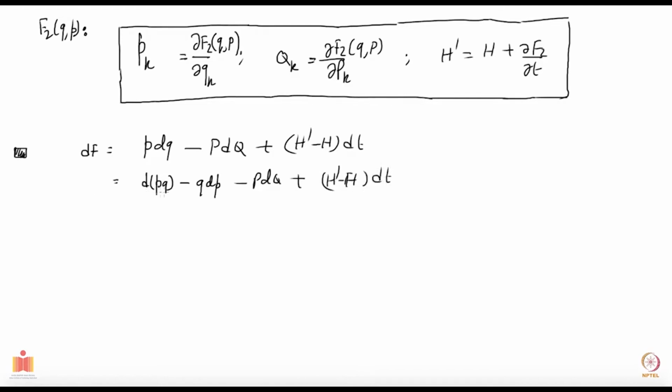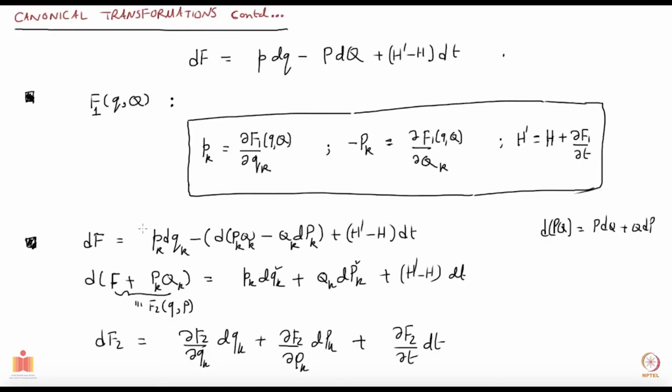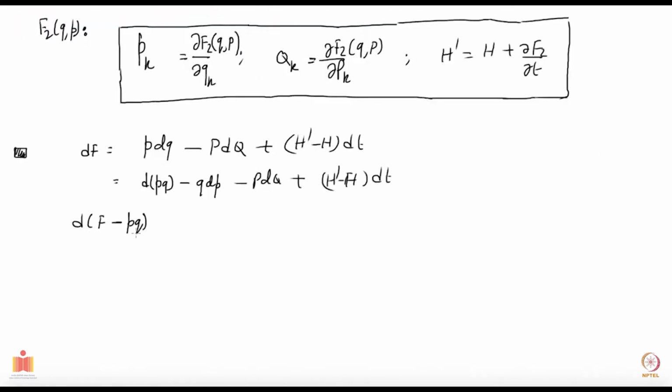Okay, and I will now, as before, take this total differential to the left hand side and combine with f, and I get d of (f minus pq), small p small q. And you can supply the indices here, the k's, but I will omit them right now.